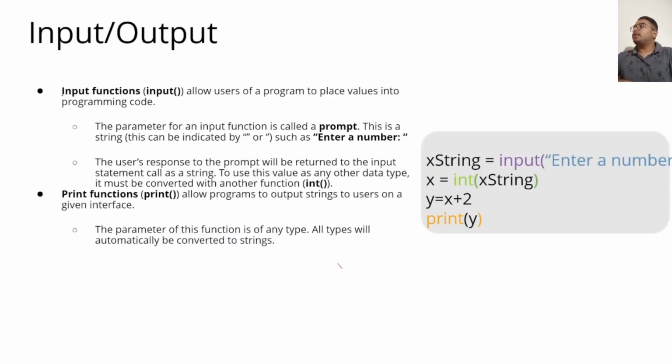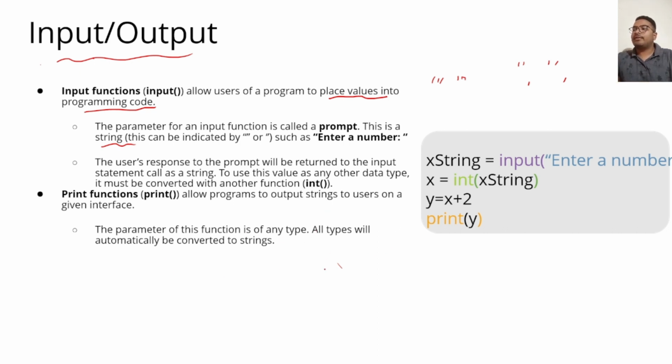Next, what are input and output in Python? Input functions allow users of a program to place values into programming code. The parameter for the input function is called a prompt. This is a string indicated by either triple or double inverted commas or a symbol. The user's response to the prompt will be returned to the input statement as a string. To use this value as any other data type, it must be converted with another function, such as int. Print functions allow programs to output a string to users through the interface.